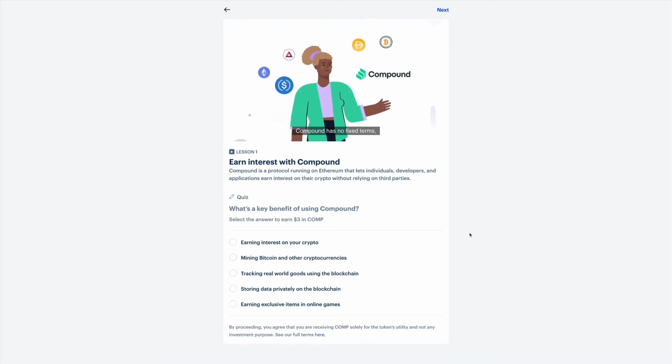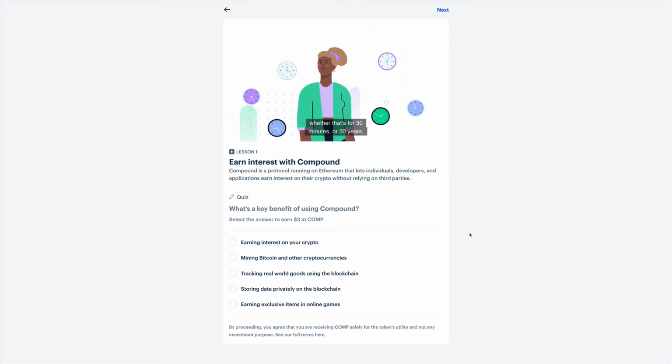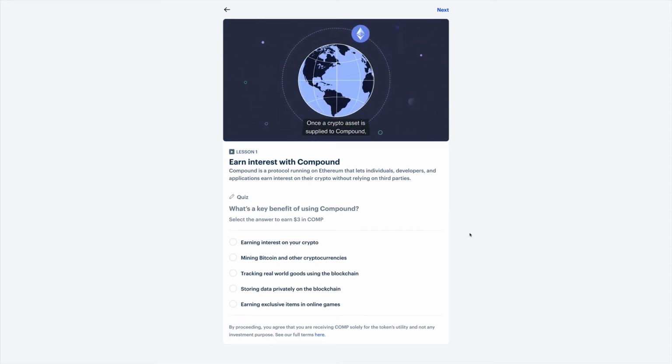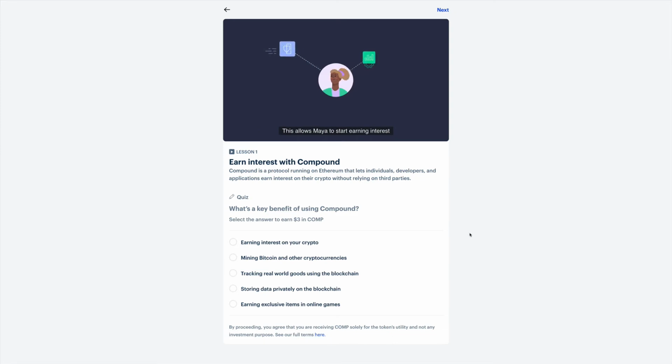Compound has no fixed terms, meaning that Maya can supply and borrow when she pleases, whether that's for 30 minutes or 30 years. Once a crypto asset is supplied to Compound, interest is automatically calculated and distributed with each new Ethereum block, every 15 seconds on average. This allows Maya to start earning interest on her idle crypto assets in a trustless economy that doesn't rely on a central authority to manually calculate and distribute her supply interest.